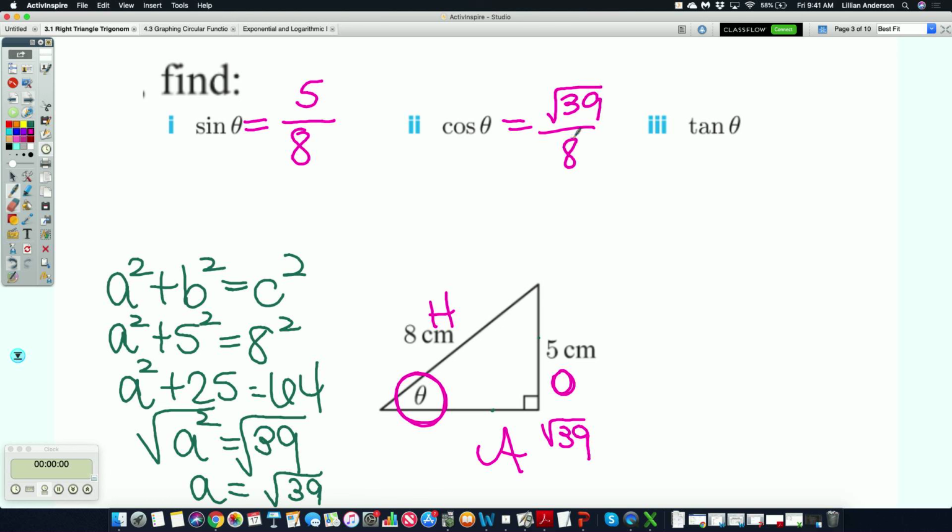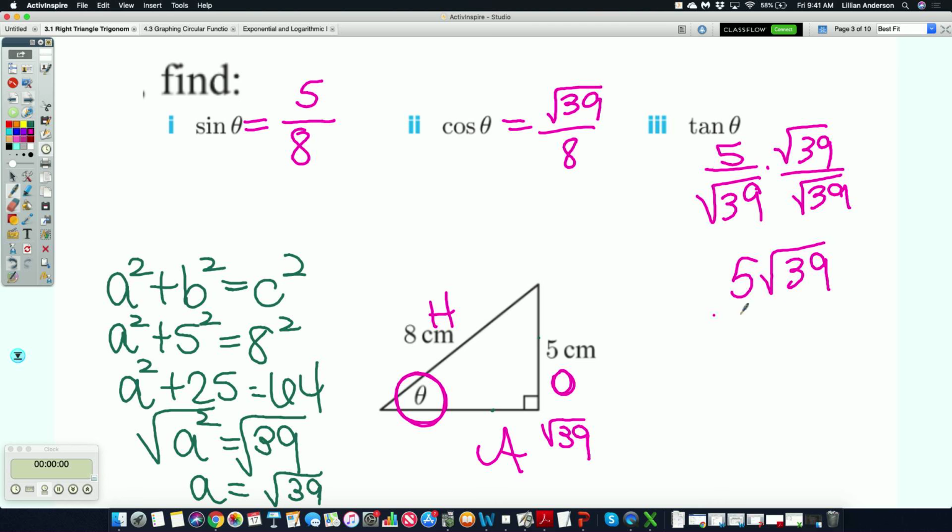Tangent would be what? Can I have this? No. You cannot have a radical in the denominator. Well, sometimes you can, but not in these particular cases. How do I simplify this? And Alex, what's that called? Rationalizing the denominator. So I'll have 5 square root of 39 all over 39. Y'all remember this? Easy peasy lemon squeezy. Good stuff.